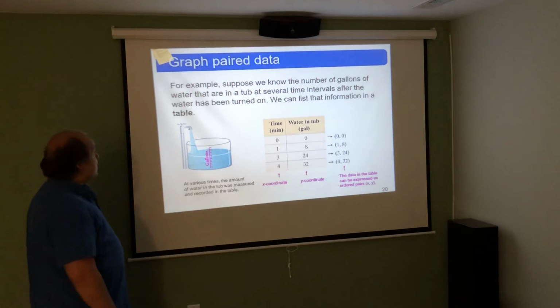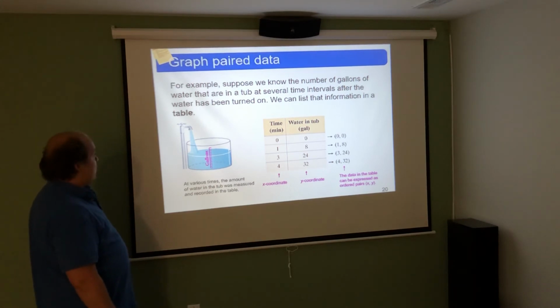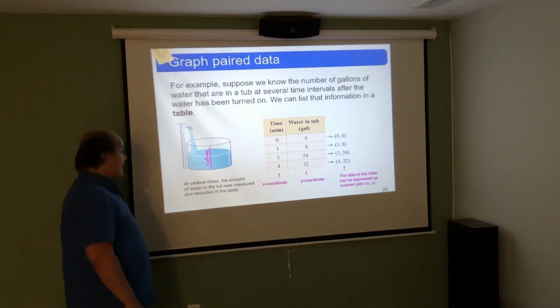So this is showing us the time it takes for the water in the tub to reach a certain level, this is how many minutes have elapsed. So suppose we know the number of gallons of water that are in the tub at several time intervals, we can list that information in a table.